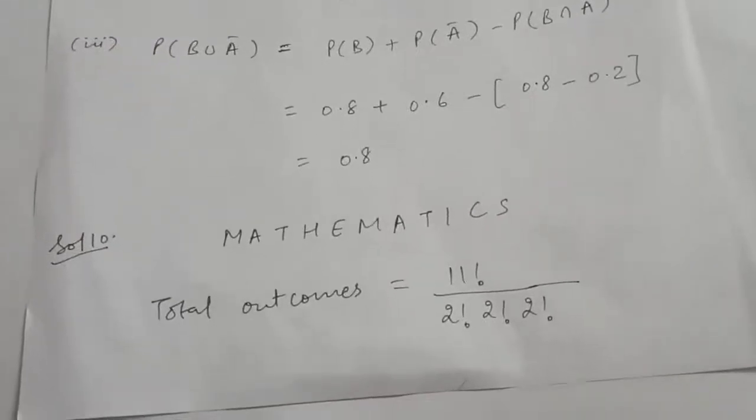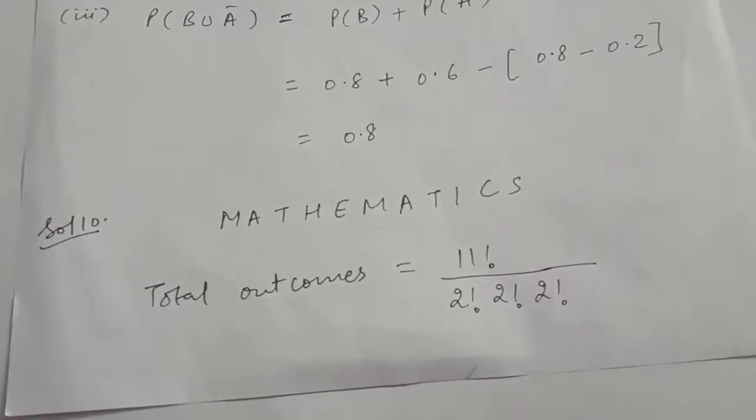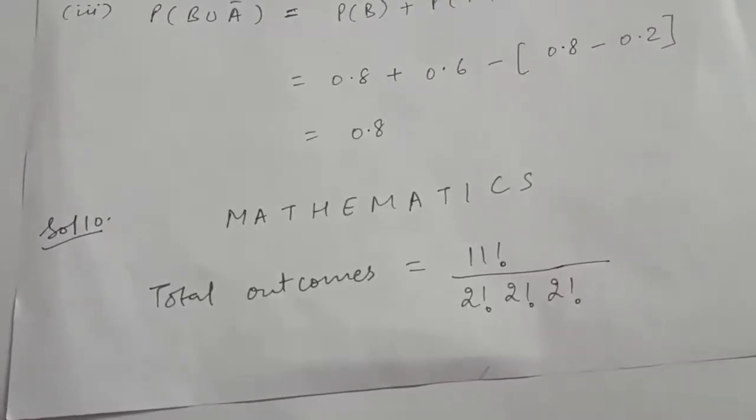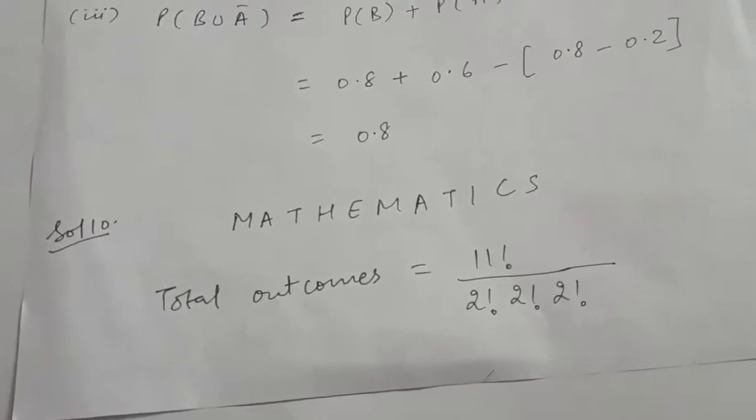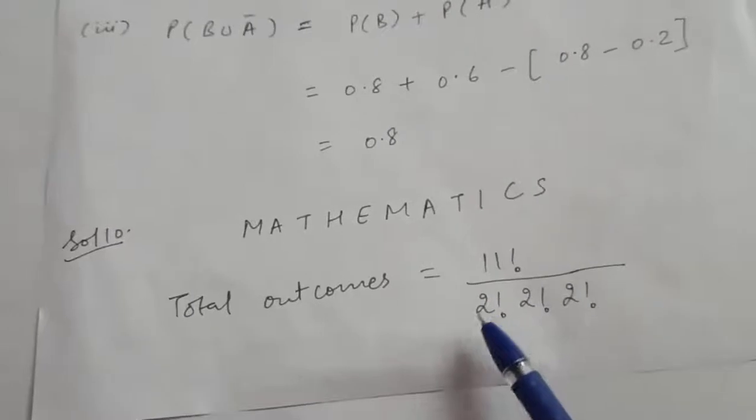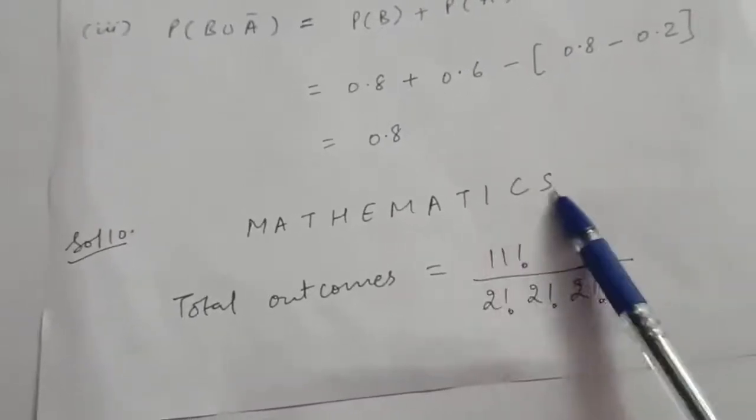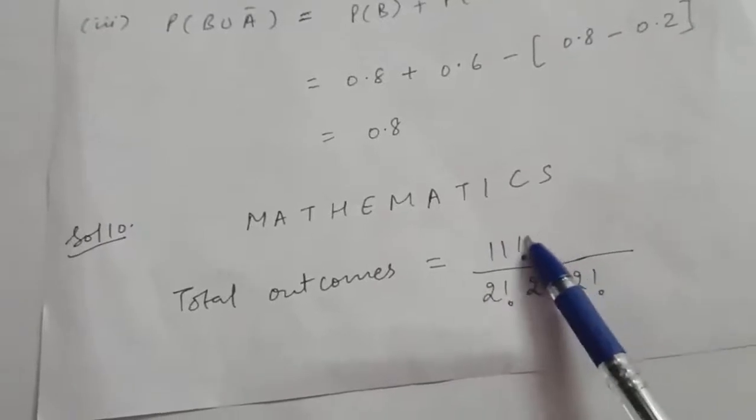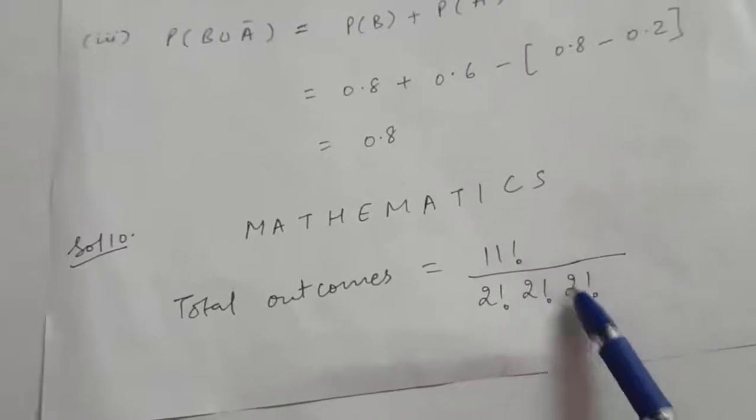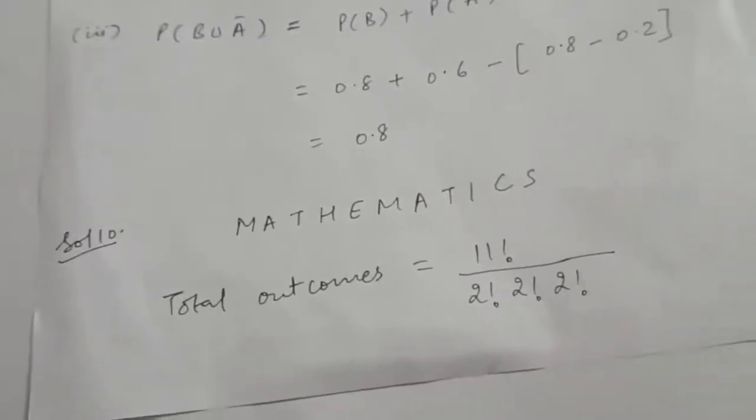Now in question number 10, the word mathematics is given and they have asked to find the probability of arranging the letters of the word mathematics so that no vowels come together. So first of all, total outcomes will be 11 factorial divided by 3 times 2 factorial. Why? Because there are 11 letters which can be arranged in 11 factorial ways, but because M, I and A are repeating 2 times, so we have to divide by this.